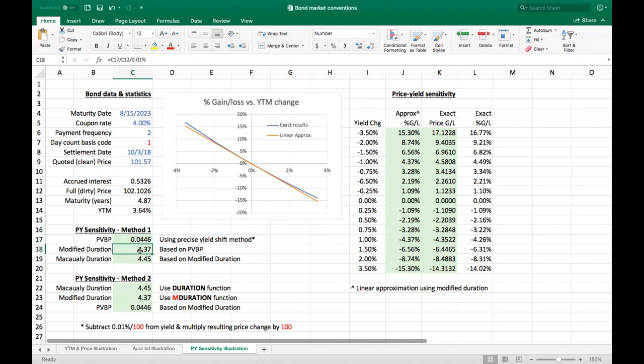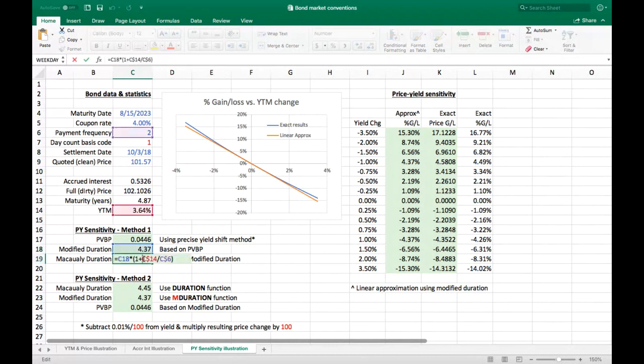Now, modified duration, you have to be a little bit careful with this to know which price to use. And as it turns out, we'll use the dirty price. So we're taking the PVBP, so that's the change in price from a 1 basis point shift. We're dividing that by what we would pay, which is the full dirty price. And then we're dividing that by the yield shift, 1 basis point. And that comes up with 4.37.